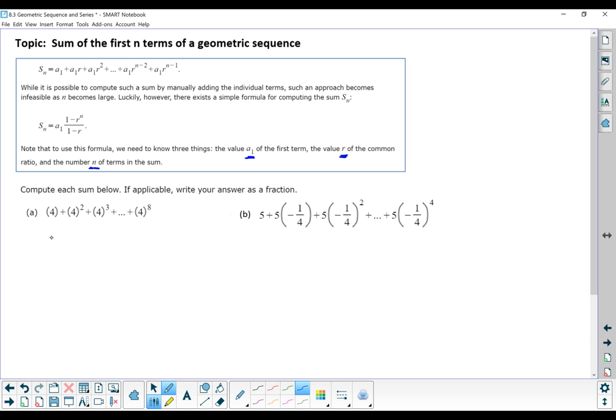So for our first sequence, our first term is 4. You can see it right there. The first term is 4, the next term is 16. It's being multiplied by 4 each time. So our common ratio is 4. And then we need to know how many terms there are. Well, this is the first term, this is the second term, this is the third term, and so this would be the 8th term. So it looks like n is equal to 8.